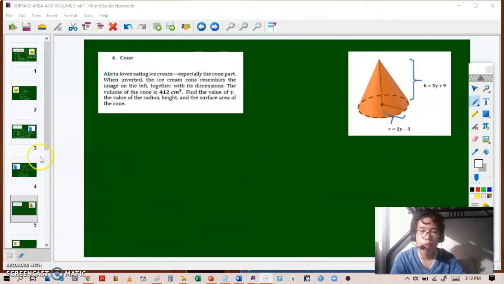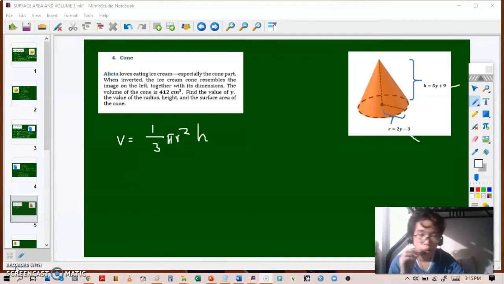Okay, so that's the volume of our cylinder here for the drawing. So for our fourth problem, we have a cone problem. Alicia loves eating ice cream, so ice cream cones, especially the cone part. When inverted, the ice cream cone resembles the image on the left, together with its dimensions, the radius of the cone and the height of the cone. The volume of the cone is 412 cubic centimeters, so find the value of y and the value of the radius, the height, and the surface area of the cone.